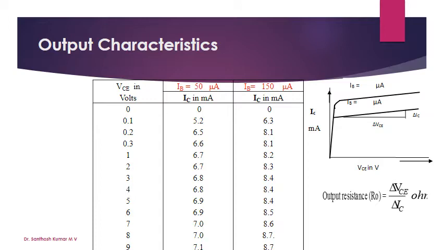Upon that you have to plot the graph by taking VCE on the x-axis and IC on the y-axis. Plot both graphs on the same graph sheet. We will get two different curves. Take the slope for any one of the curves. Make a right angle triangle for any one of the curves and find the value of output resistance by determining the values of delta VCE and delta IC. This is a simple procedure.